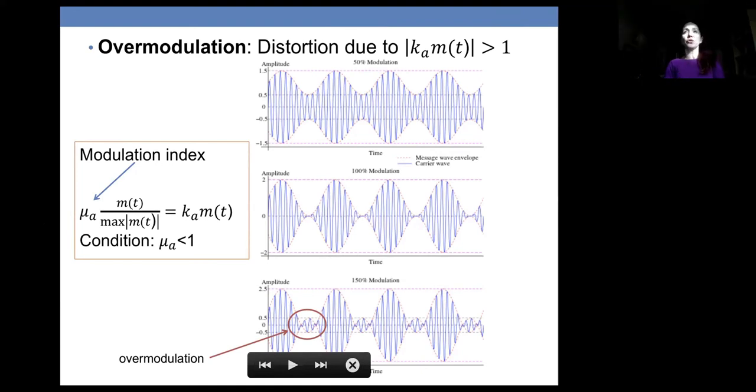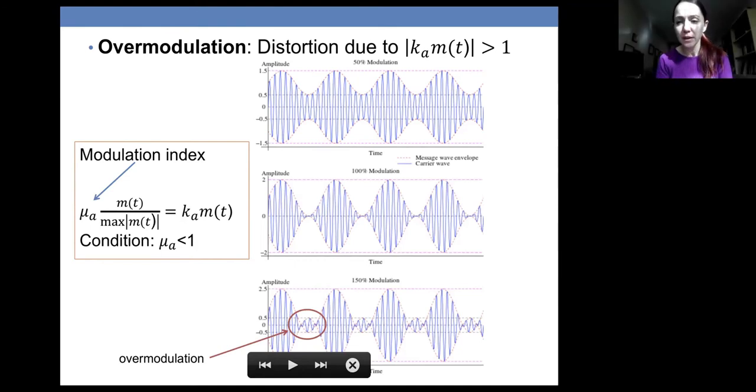Okay, so my question to you is, what would prevent us from making the modulation index arbitrarily small? Is there a problem with making it 0.1, for example, as opposed to 0.5?